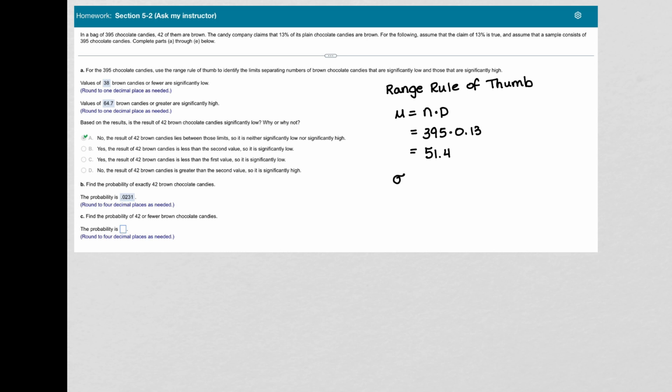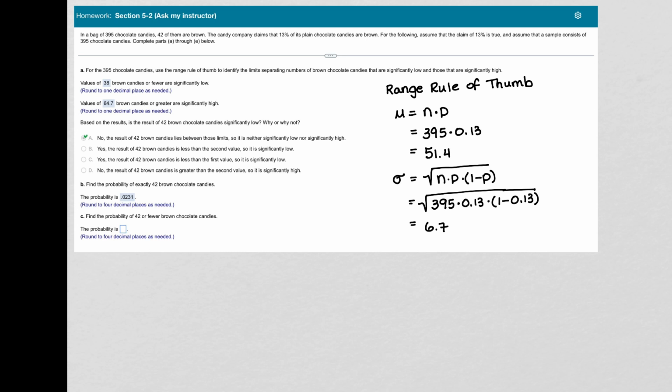And then I need the standard deviation. And that is the square root of the number of trials times the probability of success times 1 minus the probability of success. So in this problem, that is 395 times the 13% times 1 minus 13%. And we put that in the calculator and round that to one decimal place, and that comes out to be 6.7.